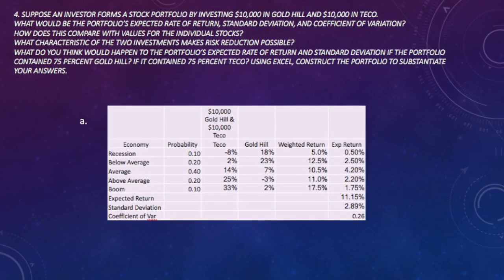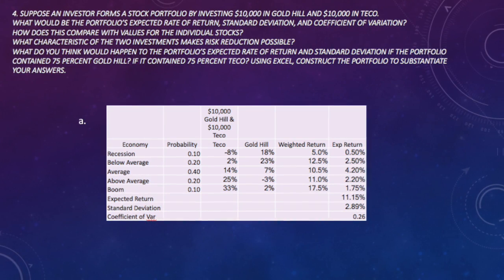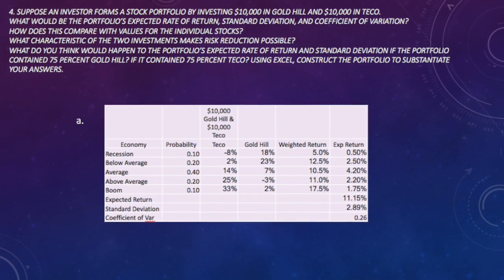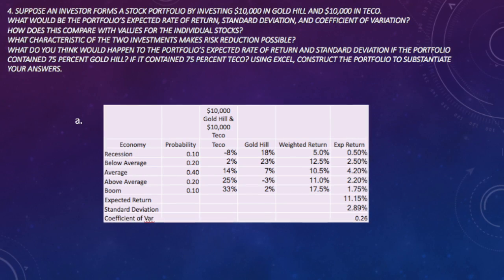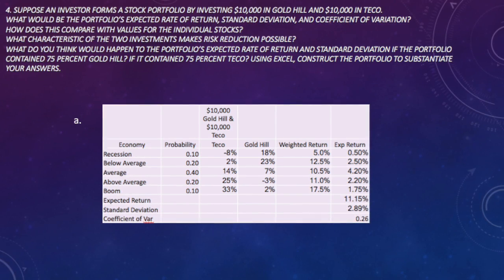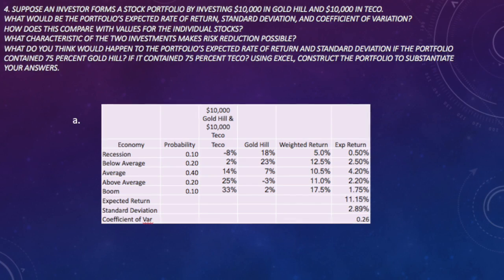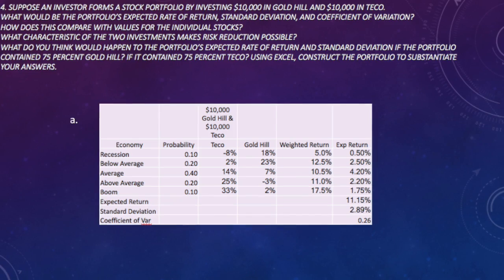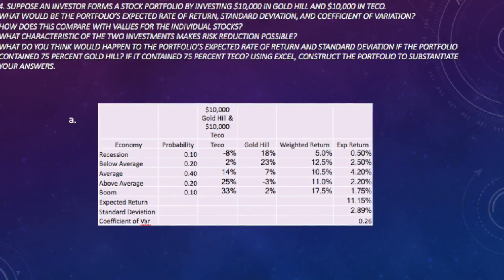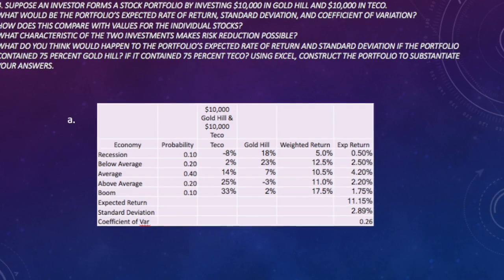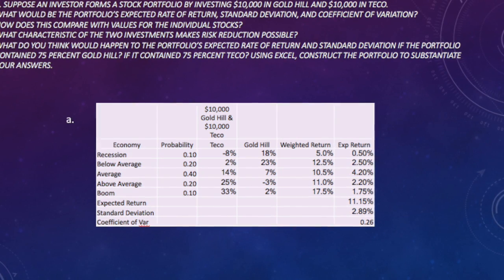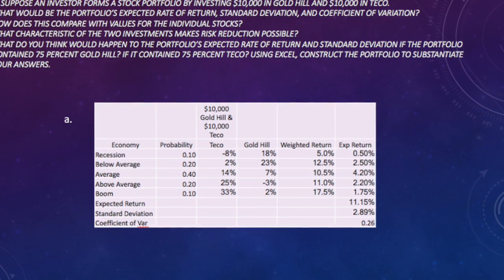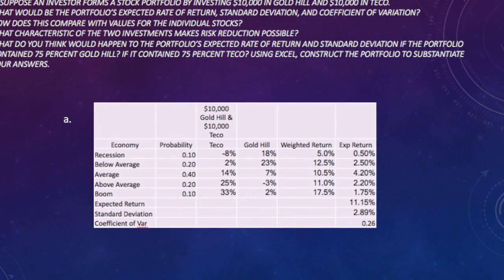When calculating the expected return, standard deviation, and coefficient of variation for Gold Hill and TECO at 10,000 each, 11.15% for the expected return was calculated. Standard deviation was 2.89, and coefficient of variation was 0.26%. For part B, in comparison to the individual stocks, the portfolio seems to be less risky.